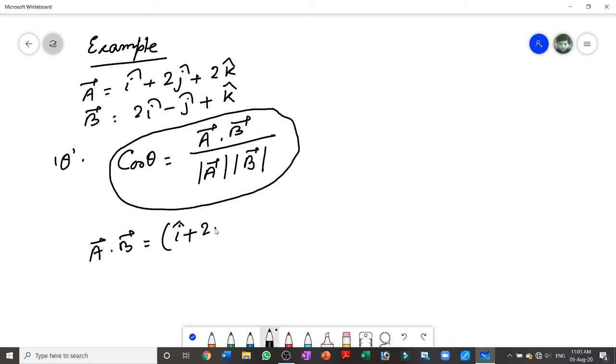i cap + 2j cap + 2k cap dot 2i cap - j cap + k cap. Remember to directly multiply it. Only the coefficients of the same unit vector are going to be multiplied along with the sign. Like i cap has a coefficient of 1, i cap has a coefficient of 1. There is nothing written here, so we can write a coefficient of 1 here, and also 1 here. Just remember to write the product.